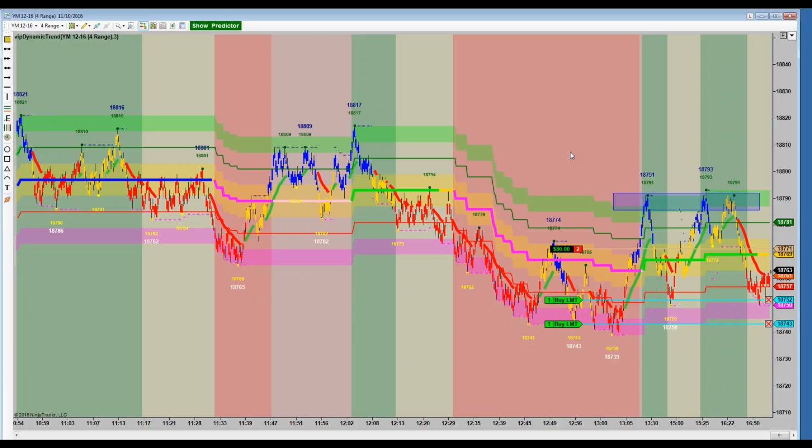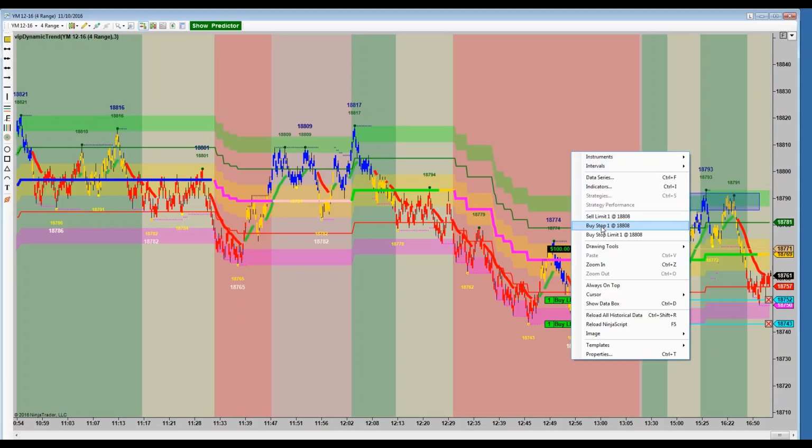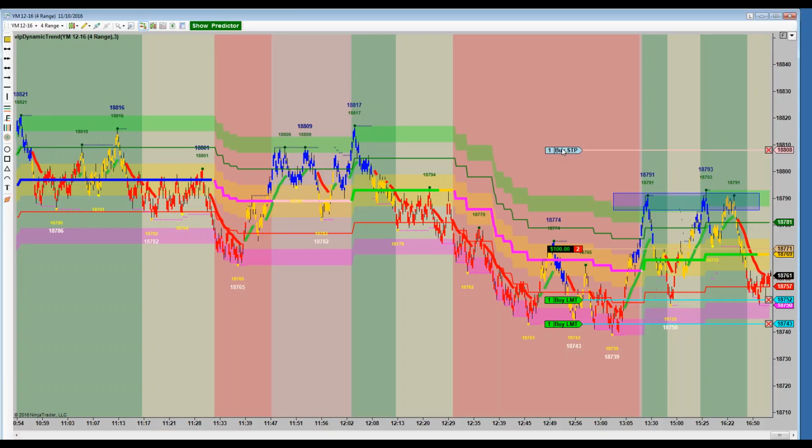Now, we got to get a stop in. We got 2 contracts, 2 lots, so we got a buy back stop. Let's get a buy stop in here.